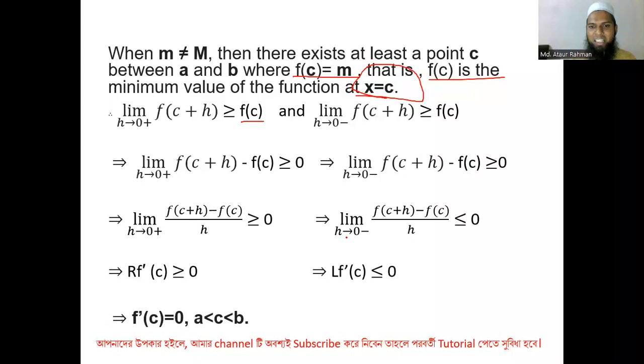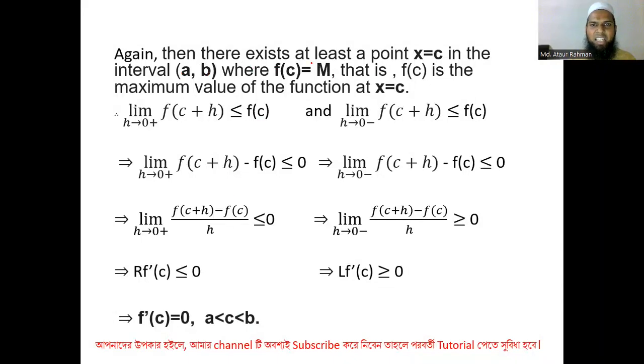But here h tends to 0 minus, that is a minus quantity. So dividing by a minus quantity, the greater than changes to less than or equal. Now the right hand limit of the first derivative of f is greater than or equal to 0, and the left hand limit is less than or equal to 0. So it is greater than or equal to 0, and also less than or equal to 0. So we say the first derivative of f equals 0 in between A to B, or A less than c less than B.